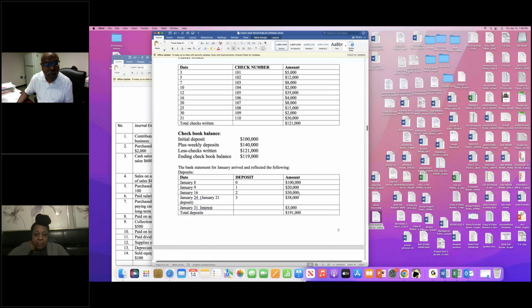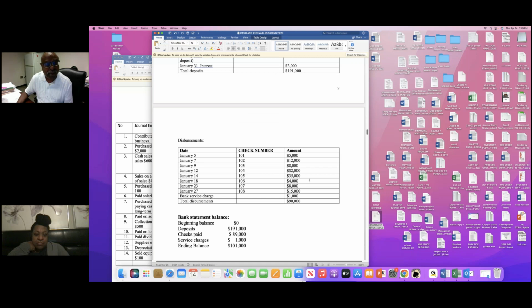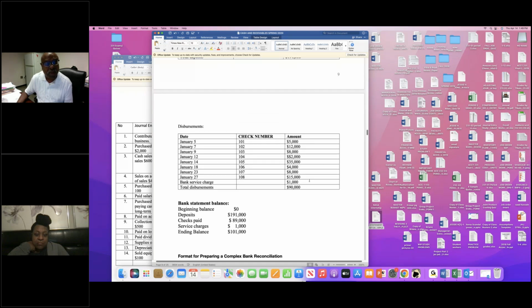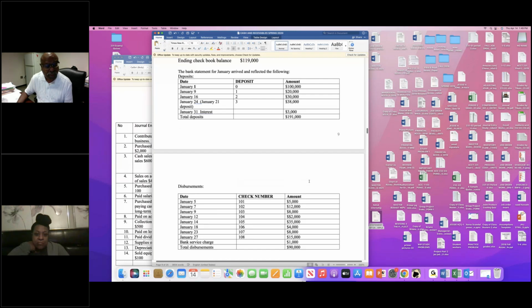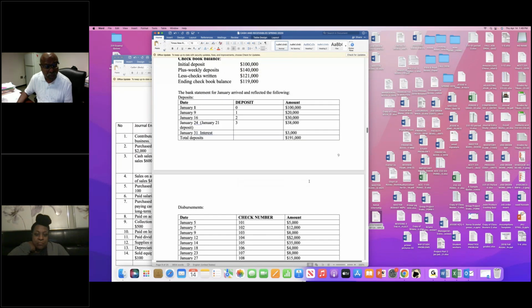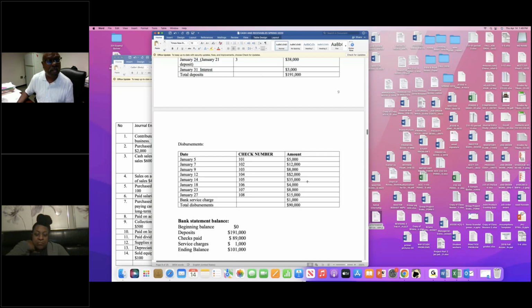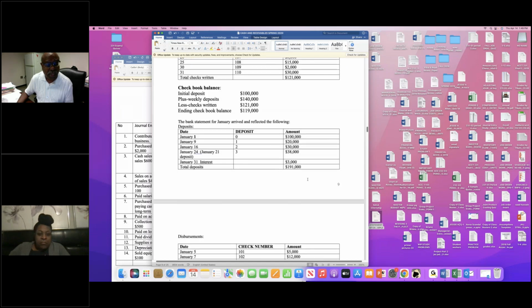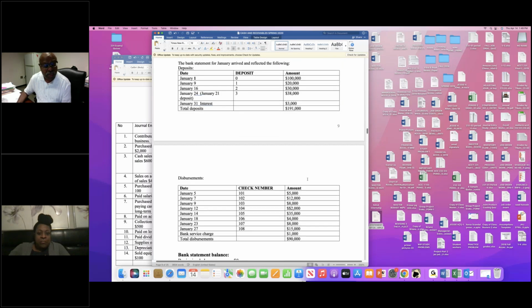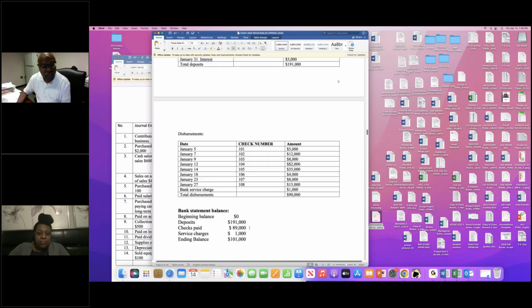So Jasmine, what would we do for the bank statement reconciliation? Let's see, this is the bank statement. I'm trying to get back to it. So it showed deposits of 191,000, right? Checks paid of 89, service charge, so then the balance was 101.